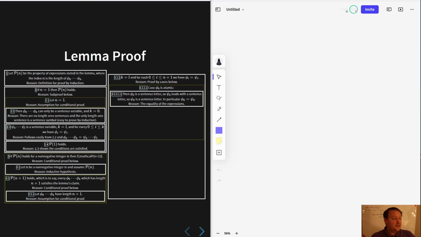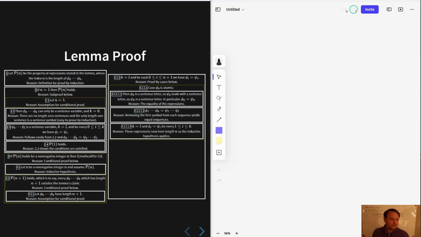Anyway, if phi 0 is atomic, well then, phi 0 is just a single sentence symbol. Therefore, it leads with that sentence symbol. Therefore, psi 0 must also lead with that sentence symbol, and therefore, it must just be an atomic sentence also. It is also just equal to that sentence symbol because none of the other cases could possibly hold if it leads with a sentence symbol, because in any of the other cases, it leads with something else. Okay, so then that tells us that phi 0 is psi 0, and they are both just a single sentence symbol.